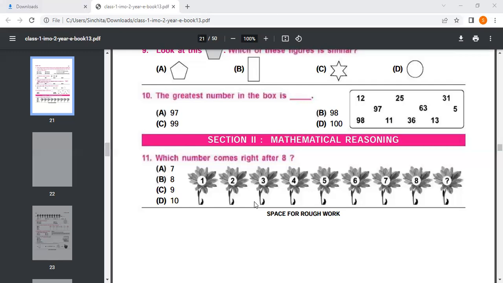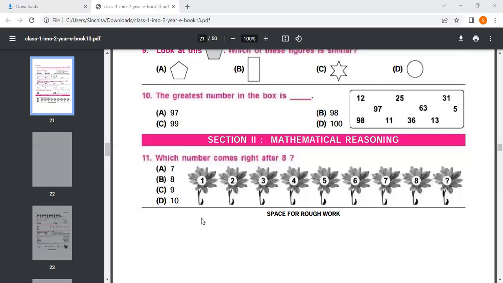Okay, why B? Because the question is the greatest number in the box. 12 is not the greatest number. 97 is a greatest number, but 7 is not the greatest number. So 97 is not the greatest number. 11 is not the greatest number. And 25 is not. And 63 also is not. And 5 is not. 31 is not. 13 is also not the greatest number. So 9 is the greatest digit, and 8 is also a greatest digit. So the answer is 98.